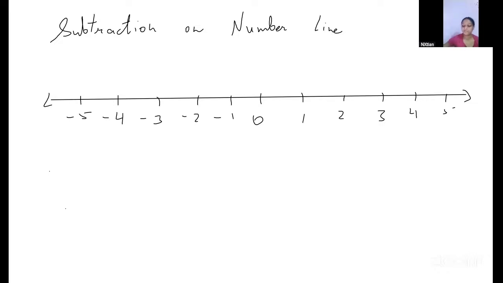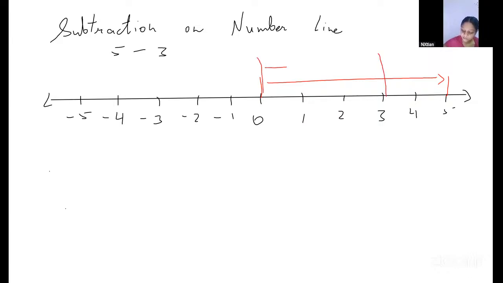Now, the question says to subtract 3 from 5. 5 minus 3. So from 0, we will get to 5. Okay. And then it says to subtract 3.